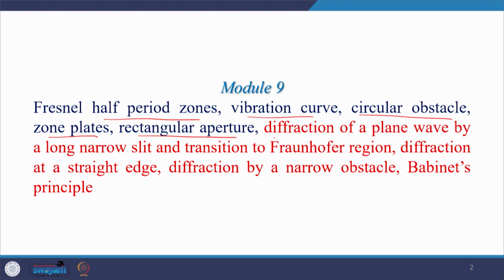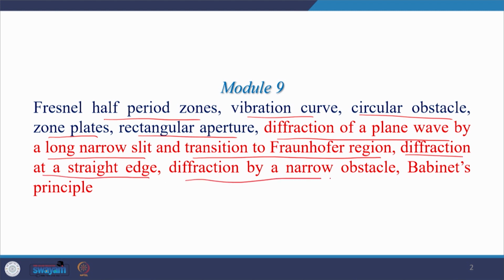Today we will learn diffraction of a plane wave by a long narrow slit and transmission to the Fraunhofer region. Thereafter, we will talk about diffraction at a straight edge, then diffraction by a narrow obstacle, which would be followed by Babinet's principle, and this will conclude today's lecture and module 9 as well.